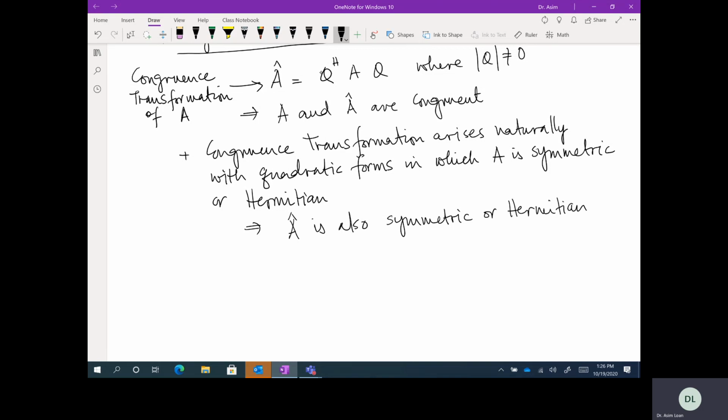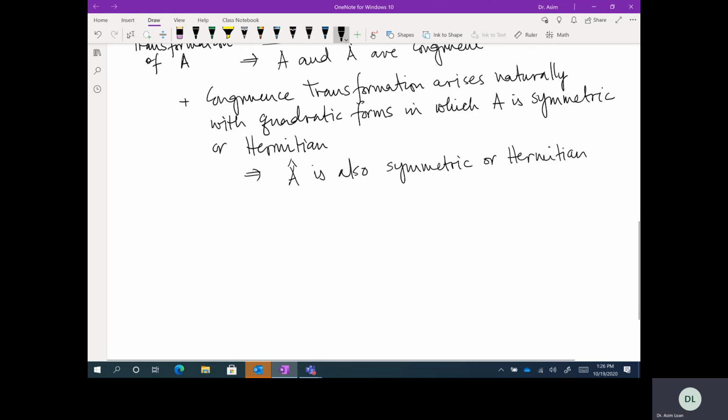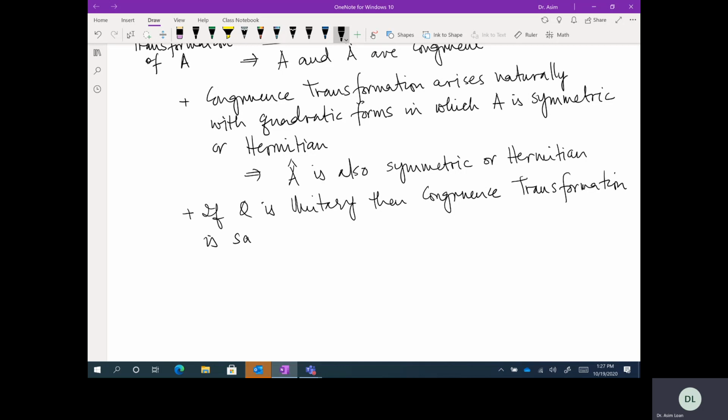If I take the Hermitian of both sides of this relationship, this will be Q H, A H, Q, but since A is a Hermitian matrix, A H is equal to A. So we still have A hat H equal to A. So if Q is unitary, then the congruence transformation is the same as the similarity transformation.